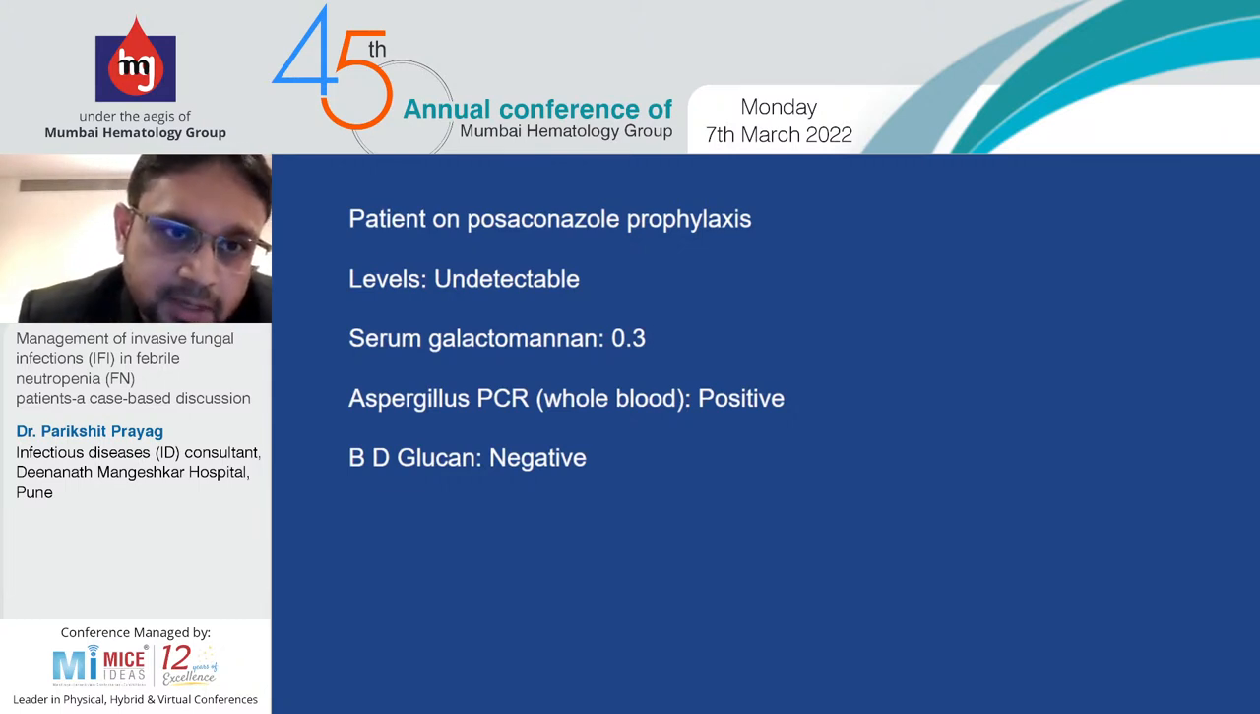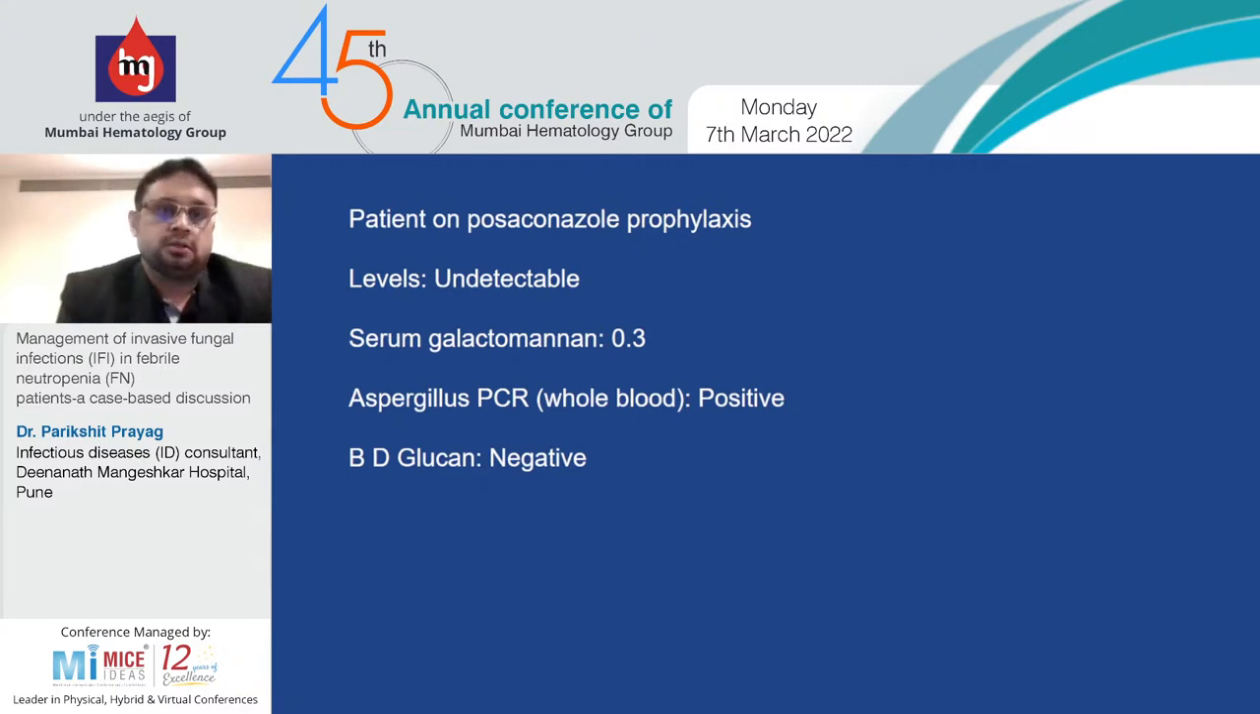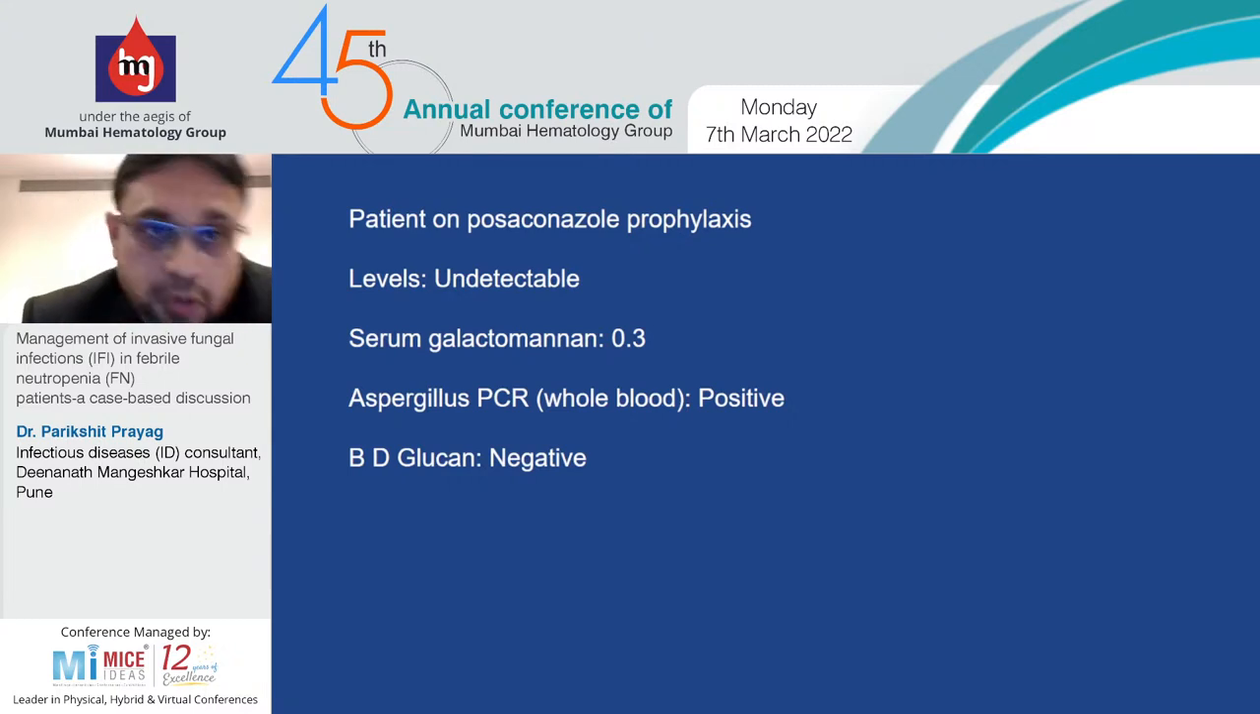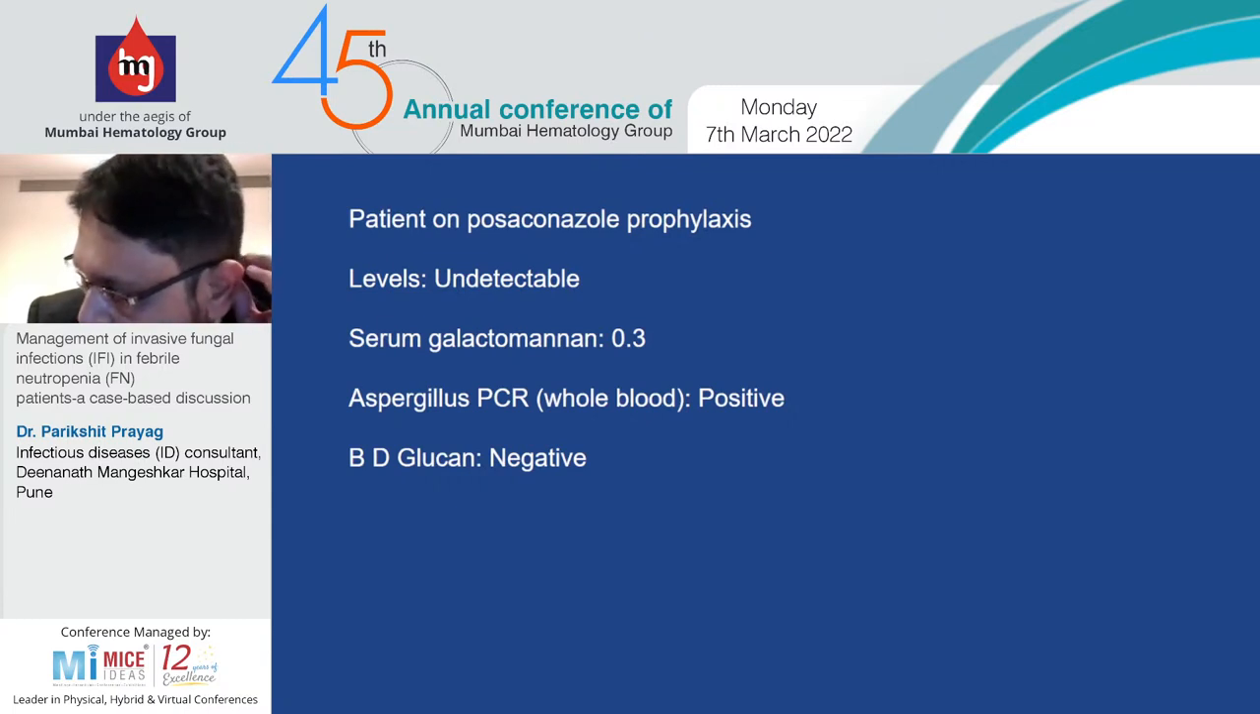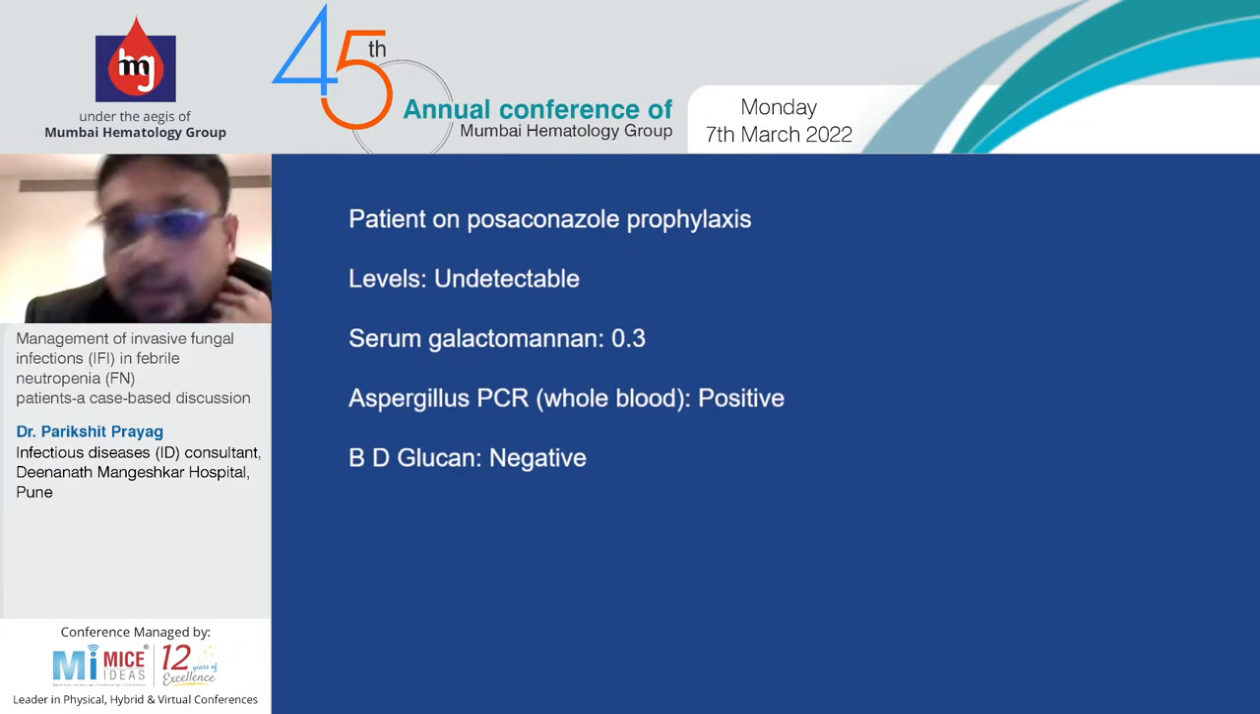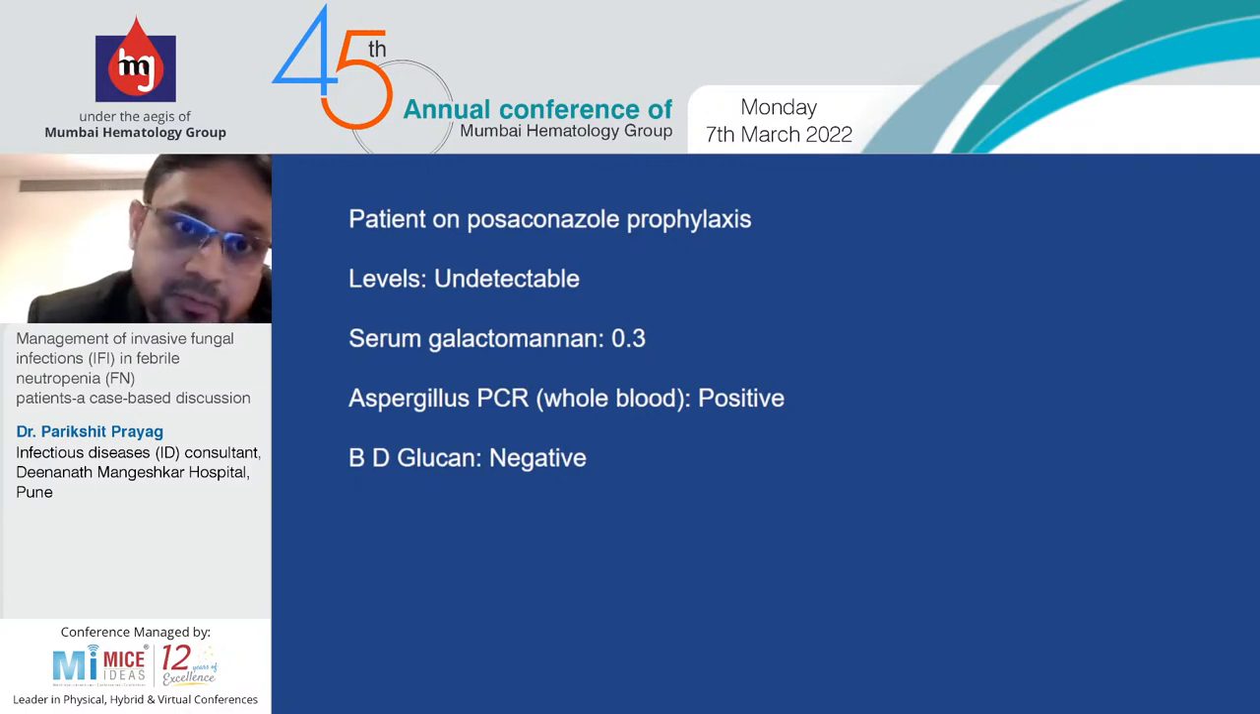Now his serum galactomannan was 0.3. Usually this is a neutropenic patient who is on mold active prophylaxis, but his antifungal levels are undetectable. So effectively he is not on prophylaxis. In a neutropenic patient who is not on prophylaxis, your serum galactomannan should have fairly high sensitivity, around 80 to 90%. Now that's negative. Does it rule out aspergillosis? Not completely.